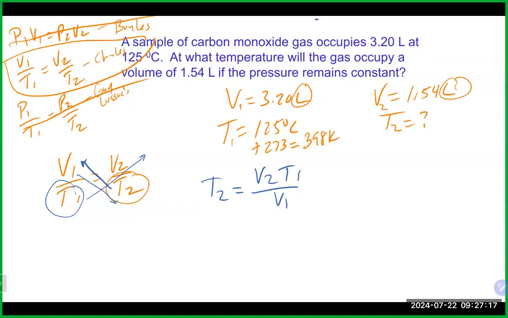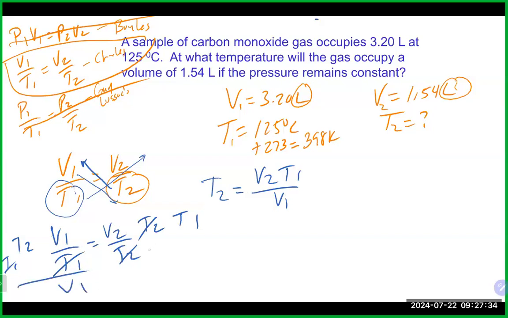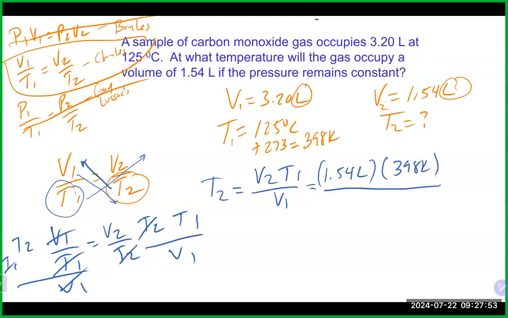And once again, what we're really doing is we're multiplying T2 to the other side. We're then going to multiply T1 to the other side and divide by V1 to the other side. And that will get us where we ended up. Again, just move everybody to opposite locations as you go across the equal sign. We want to make sure we get everybody in the right spot here. So it looks like a 1.54 liters up on top. We have a 398 Kelvin, and that's going to be divided by a 3.2 liters here on the bottom.